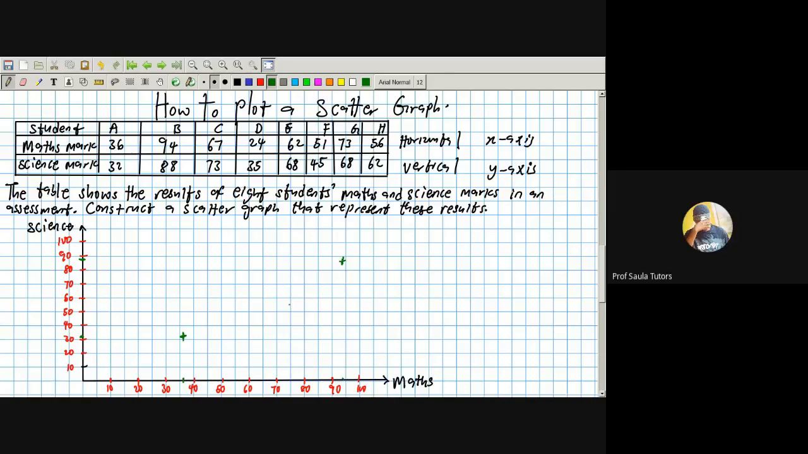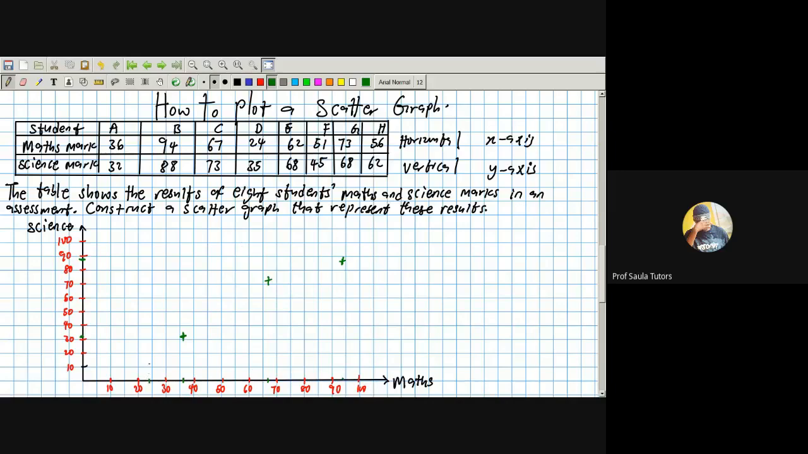All right. Let's just manage it like that. Next, 67 for math, 73 for science. 67 for math, then 73 for science. So 73, this is 70, 73 a little. Next, what else? 24 for math, 24, okay. And what again? 35 for science.